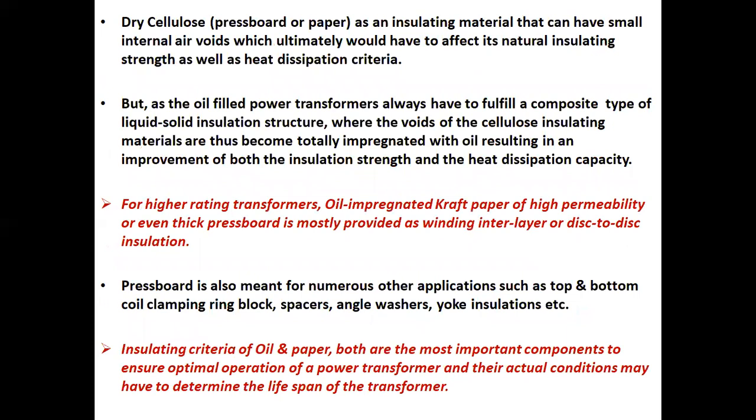Dry cellulose, that is pressboard or paper, as an insulating material can have small internal air voids which would affect its natural insulating strength as well as heat dissipation. But as the oil-filled power transformer always has a composite liquid-solid insulation structure, the voids of the cellulose insulating materials become totally impregnated with oil, resulting in an improvement of both the insulation strength and the heat dissipation capacity.